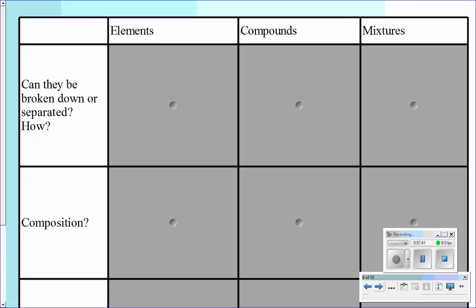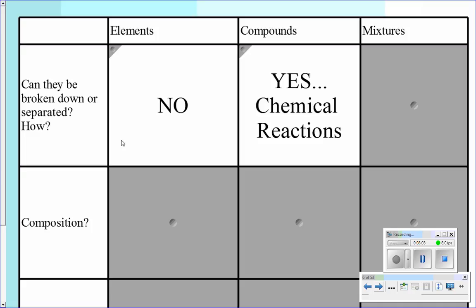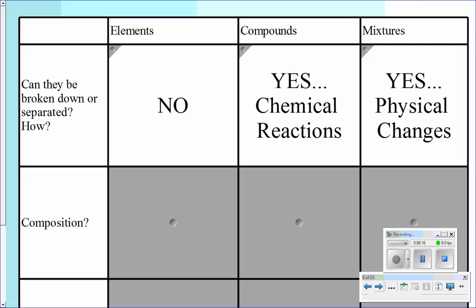Just to summarize how things can be broken down. Because elements are just one simple atom, typically, or sometimes even two identical atoms stuck together, elements cannot be broken down. We do know that there are smaller particles inside of individual atoms, but under normal conditions, we can't break these down. Compounds can be broken down by chemical reactions. So you can actually do a reaction to a compound, and when doing that reaction, you'll separate the atoms from each other and cause them maybe to be bonded to something else. Mixtures can be separated by doing physical changes.